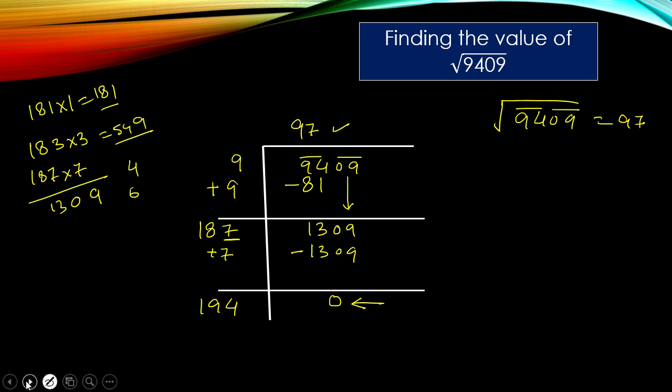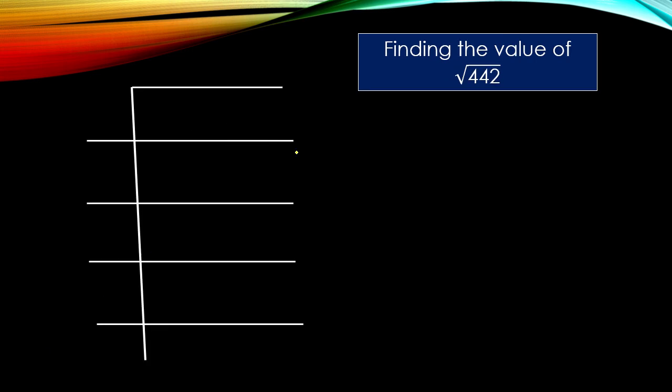Now we can see another example, doing the same way. Here we are finding the square root of 442. In the previous example, we have seen that the number was 9409 and its square root was 97. So we can say 9409 is a perfect square number, but here 442 is not a perfect square number because 441 is the square of 21. So this is not a perfect square, and we will get the result in decimals.